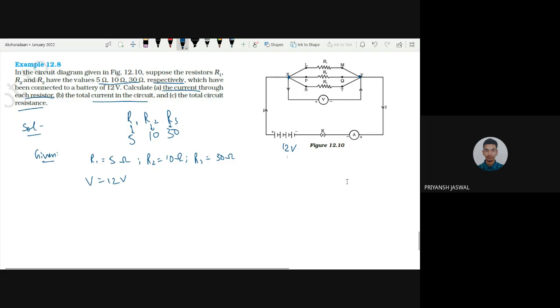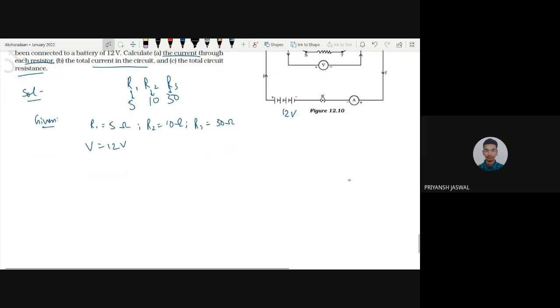Calculate the current through each resistor. Since it's a parallel combination, V will be fixed and current will be divided. So current through the jth component will be V by resistance of the jth component. So I1 becomes, using Ohm's law, V by R1, that is 12 by 5. I1 comes out to be 2.4 ampere.